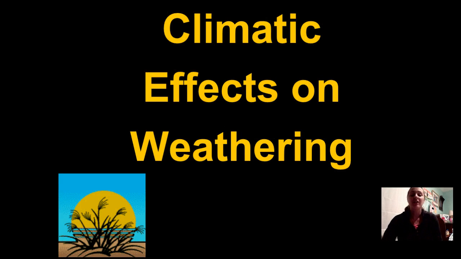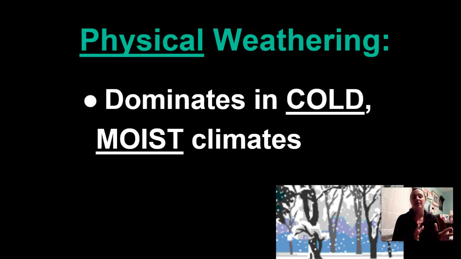Now, there are certain climatic effects on weathering, and we'll notice the differences when we go through it. Physical weathering will occur mostly in cold, moist climates. And this makes sense because if you remember back, physical weathering can be in the form of frost action, where the water freezes and thaws, and that really can only be in areas that are cold and moist. So that makes sense, right?